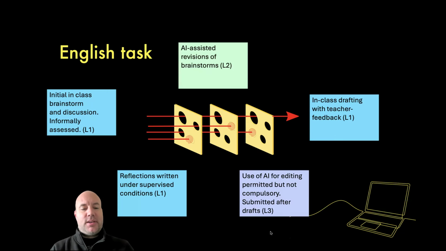Now, if we've got the initial brainstorms and a record of that initial work, and then we have the AI assisted revisions, maybe the student bounces ideas around with the chatbot, refines their ideas, whatever. But if we have those two pieces of evidence, one at level one and one at level two, then we're starting to build up a picture of what the student can do both with and without AI.